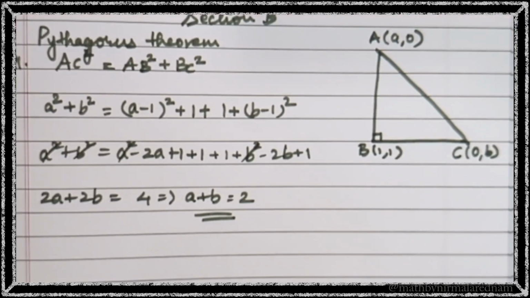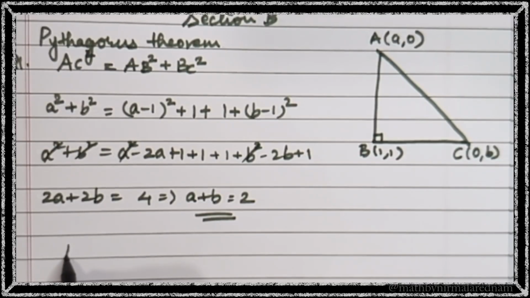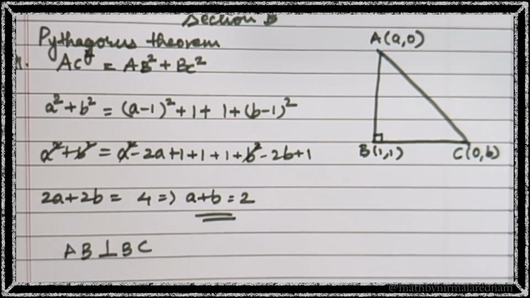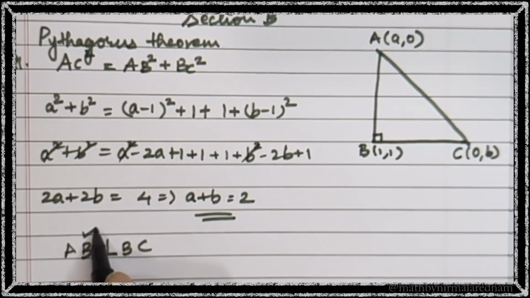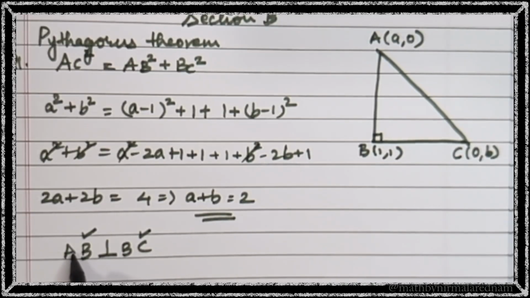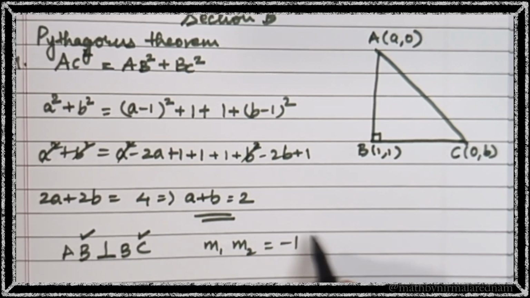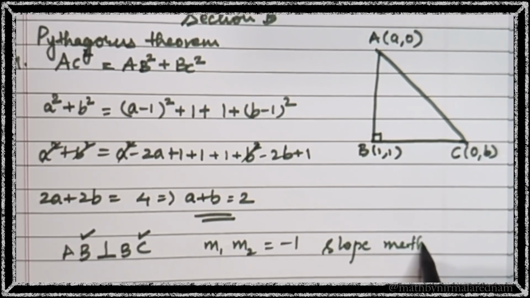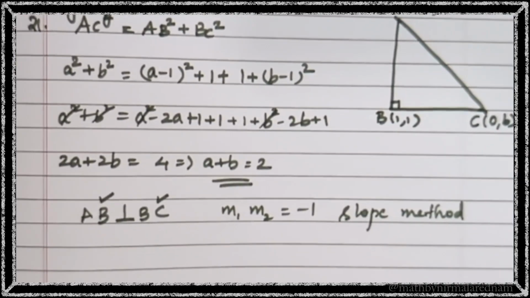Now there's another way of solving this using the slopes of the lines AB and BC, because we know that AB is perpendicular to BC. You can find the slope of AB and slope of BC and say that the product of the two slopes is equal to -1 since they are perpendicular to each other. I want you to try using this method as well. Okay, slope method. Right.